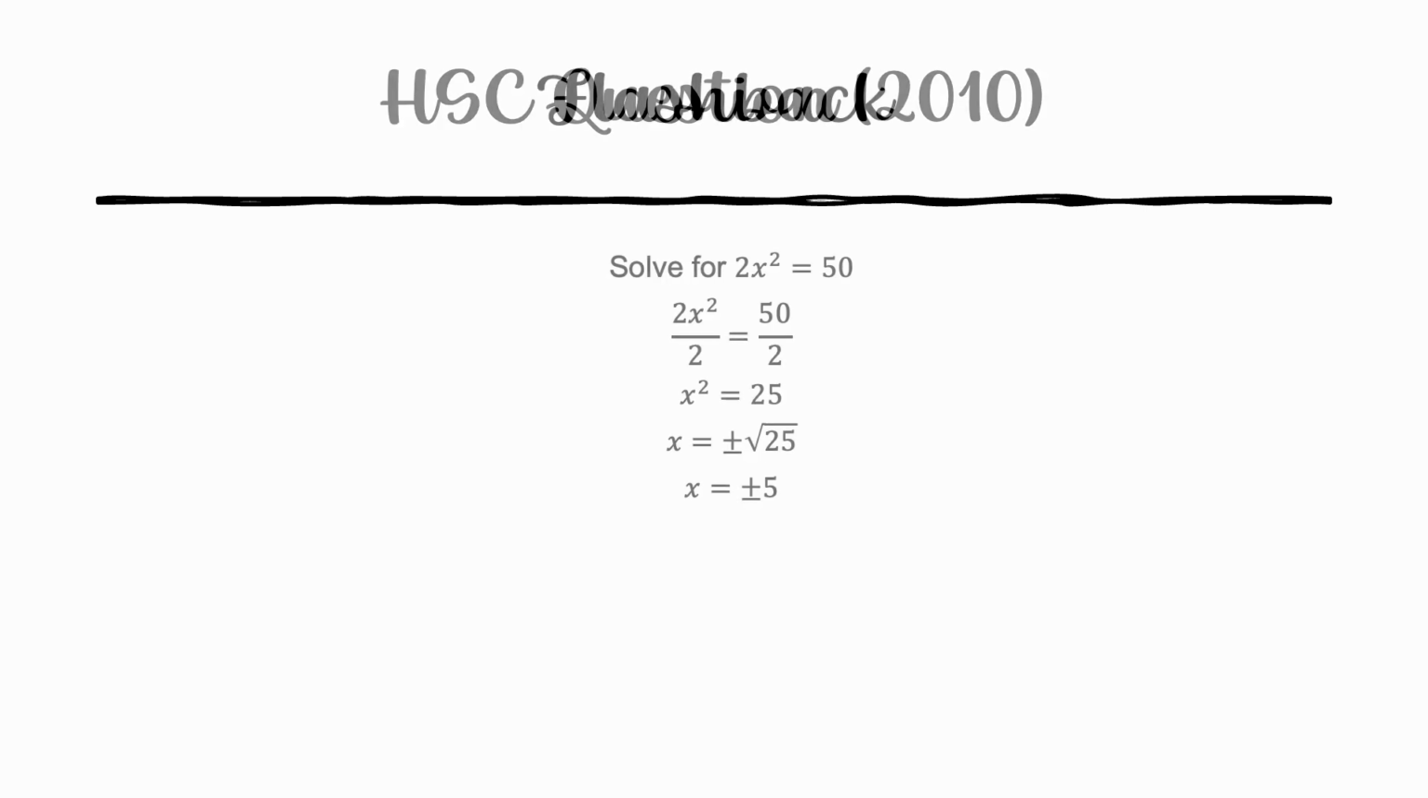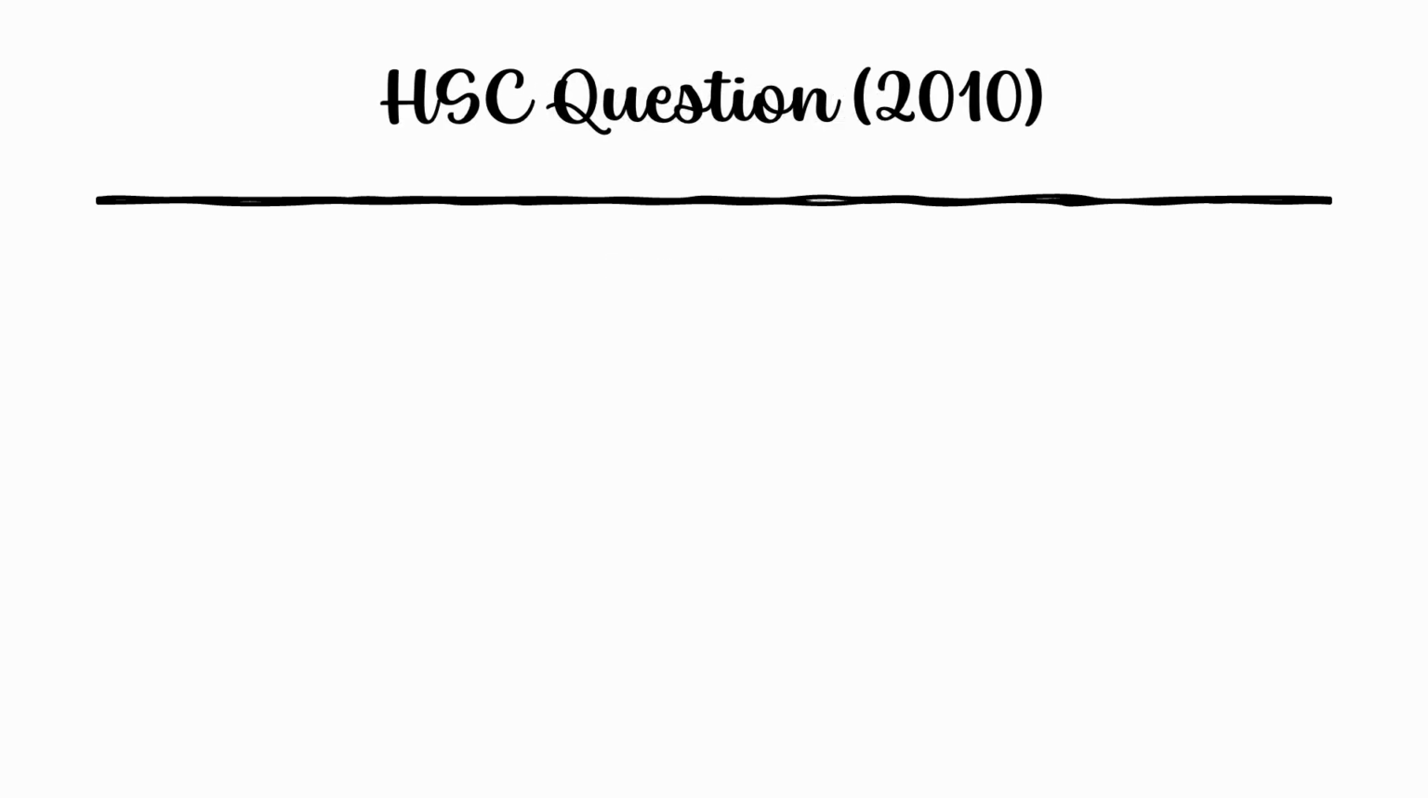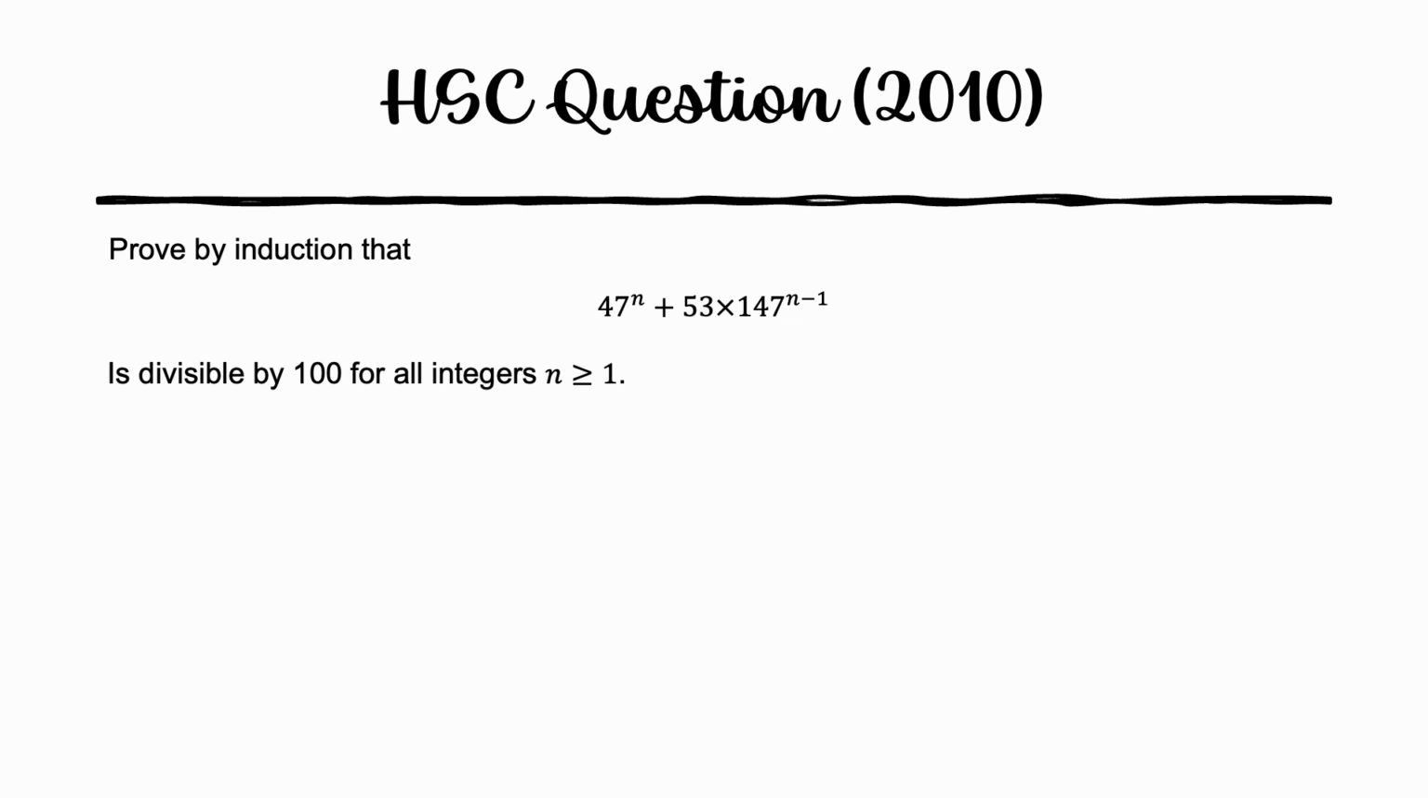Now, next HSC question. So we want to prove by induction that 47^n plus 53 times 147^(n-1) is divisible by 100 for all integers n greater than or equal to 1. A little bit different to the last question because we don't have that equals at the beginning. This isn't all that different though.